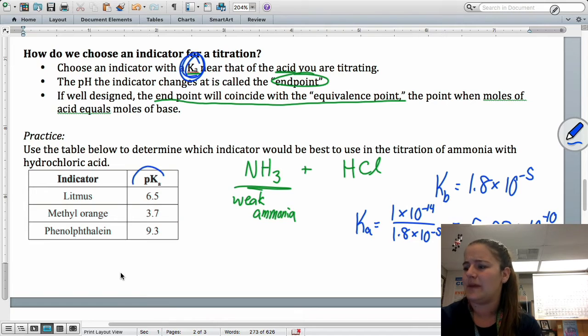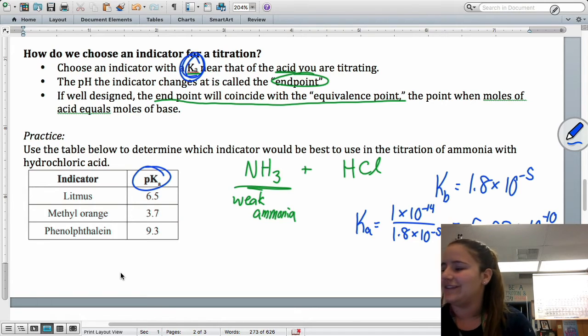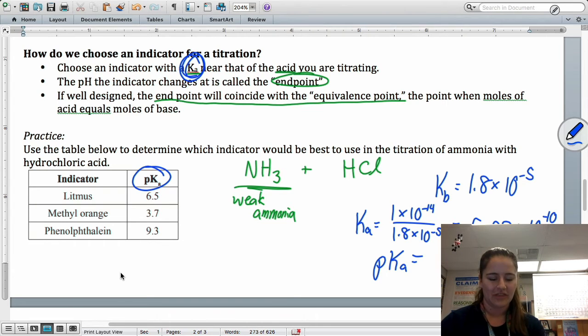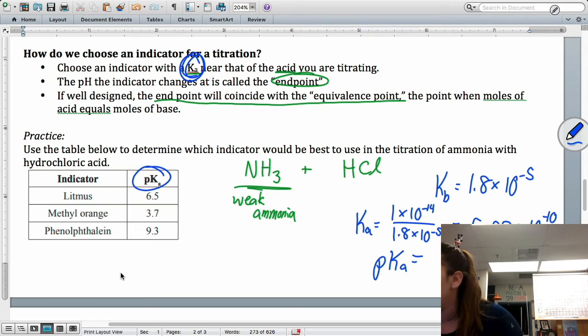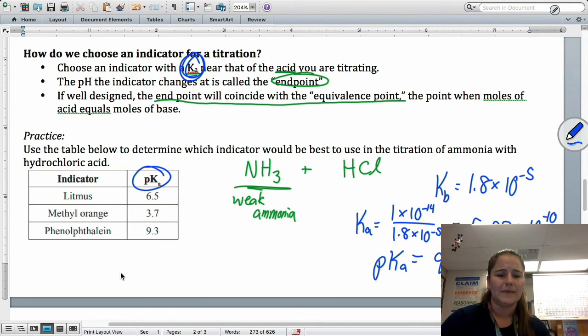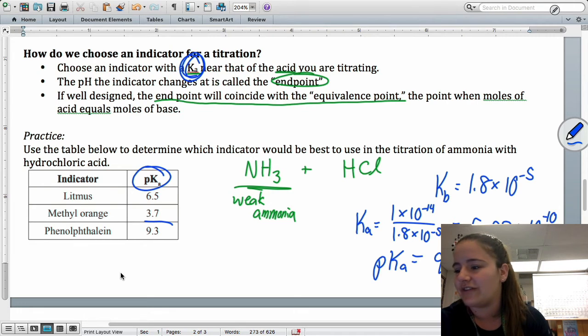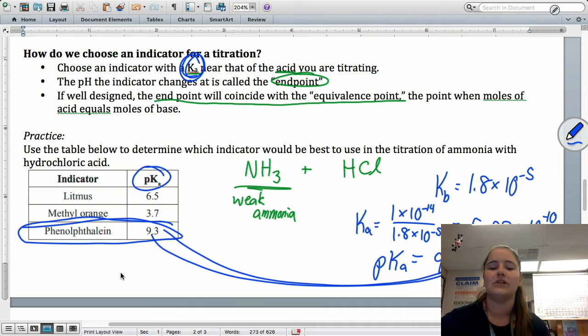My table here gives me pKa's. So let's find my pKa of ammonia. Negative log of that answer I just got, and I got 9.25. So which indicator is going to be best? Hey, guess what? It's our favorite one, phenolphthalein, because those ones have the most similar Ka and thus pKa values.